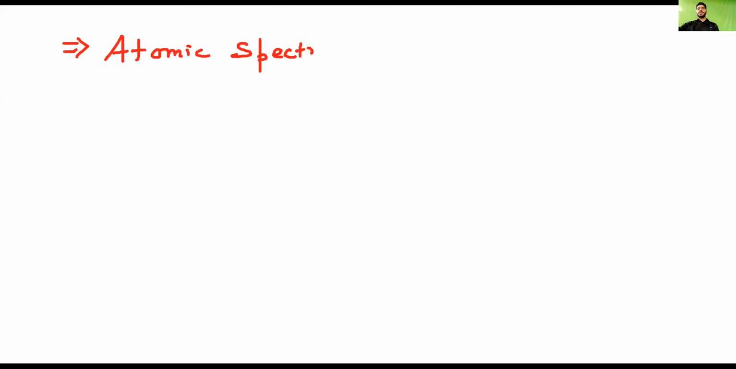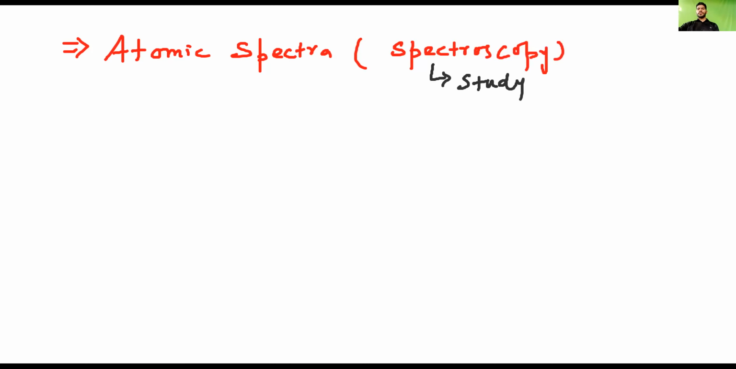This is the topic which actually comes in spectroscopy. Spectroscopy is that branch of chemistry which deals with the study of interaction of matter with radiation. So let me write it here: spectroscopy deals with the study of interaction of matter with electromagnetic radiations.